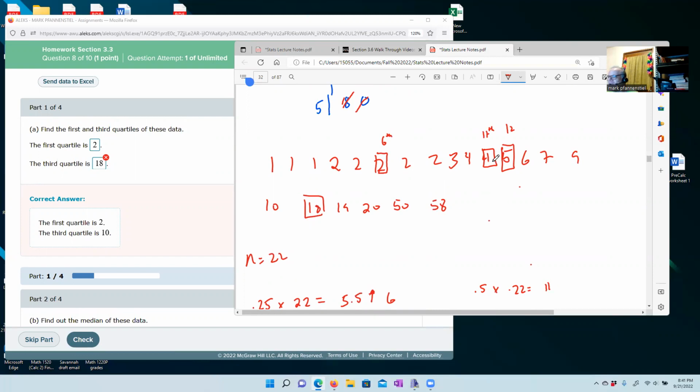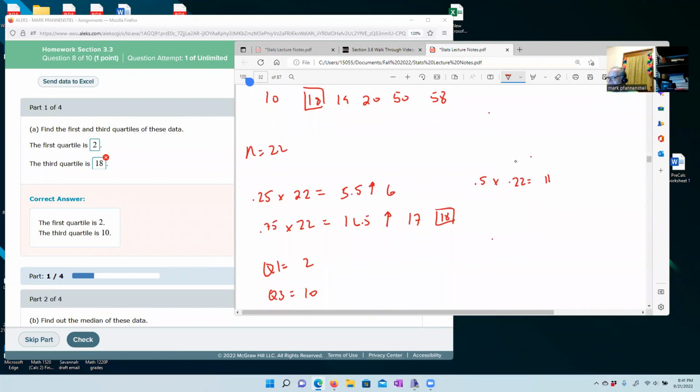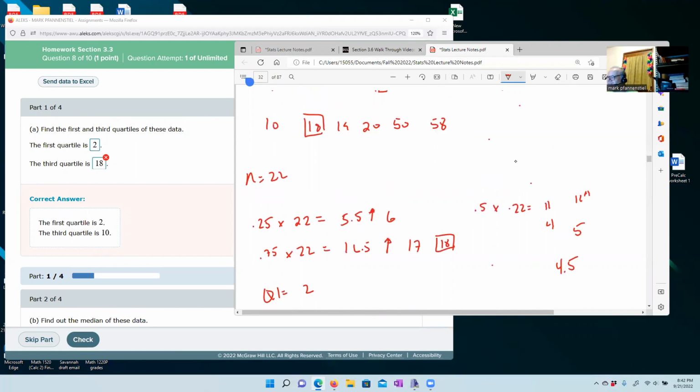That's 14. I'm sorry, that's 4 and 5. Okay. So the thing in the 11th value, that was 4. The thing in the 12th value, that was 5. We have to average those together. Average of 4 and 5, 4.5.